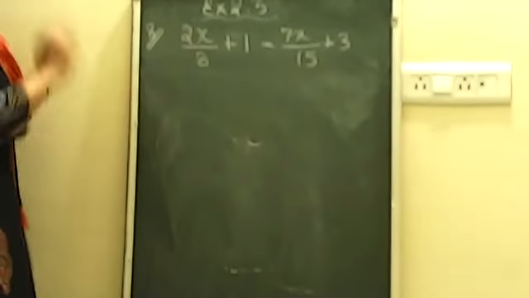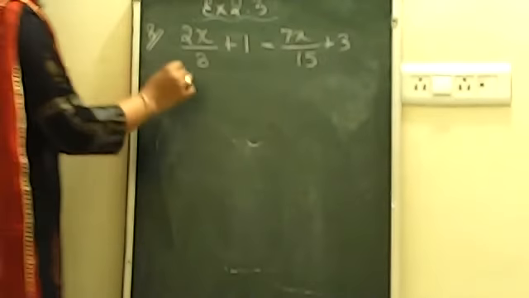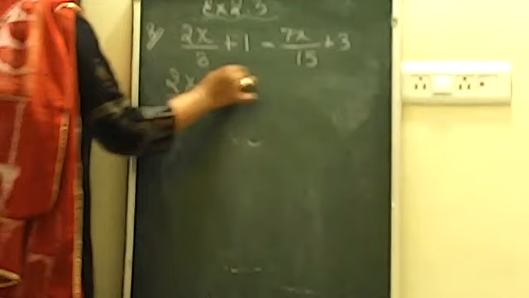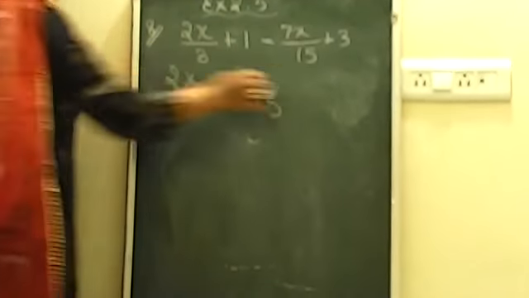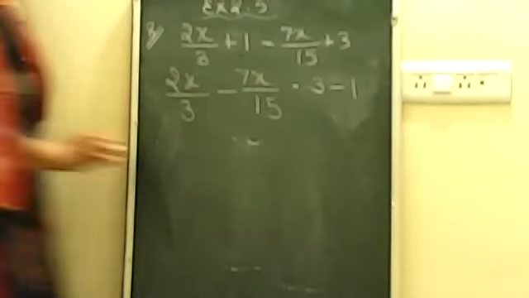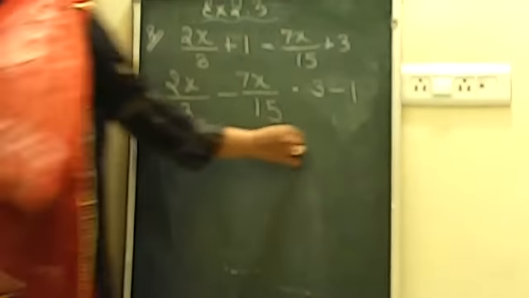In this particular question, beta, first we will do the same process again. We will have x on one side and numbers on one side. So when you solve like this, 2x upon 3 minus 7x upon 15 will come together in subtraction, and this plus 3 will keep it here only. This plus 1 will go to that side as minus 1.